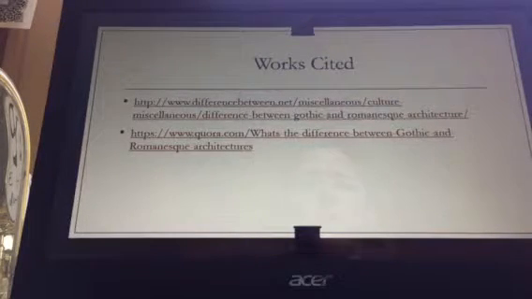These are the two sites that I used to get the majority of my information, and I also used information that I learned previously inside the unit.